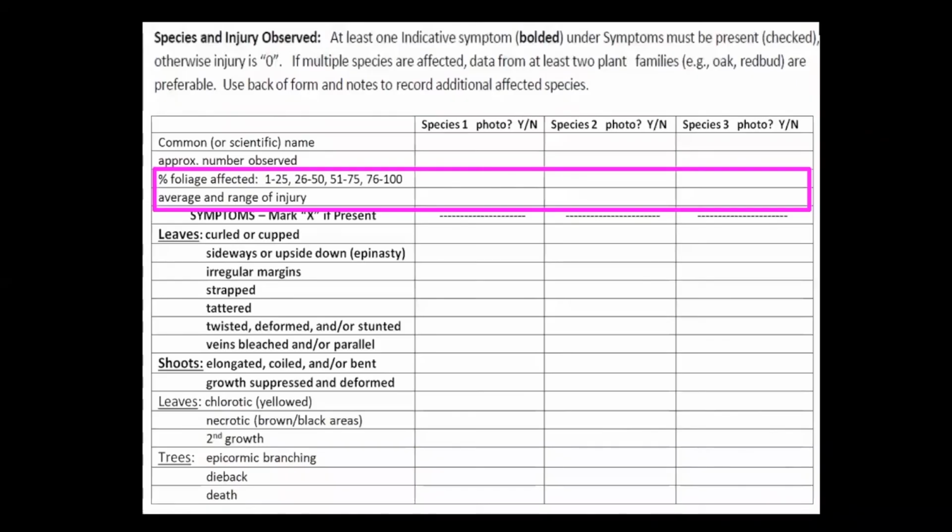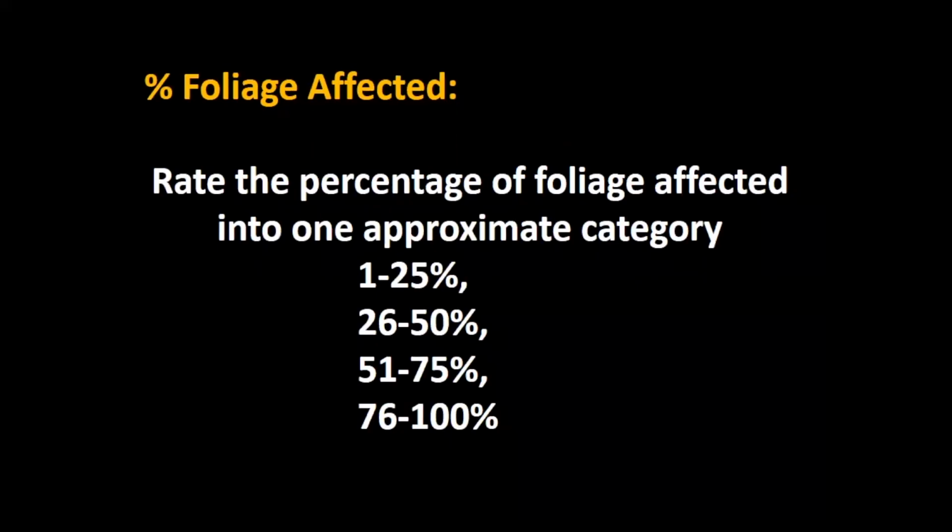Okay, we just have 2 summary measures of the observed injury left to talk about, and they're in this part of the form. We skipped over those before, and we'd like to talk about those now. The first is the percent of the foliage affected on the entire tree. We want to rate those in terms of just 4 simple percentage categories: 1 to 25, 25 to 50, 50 to 75, and 75 to 100%.